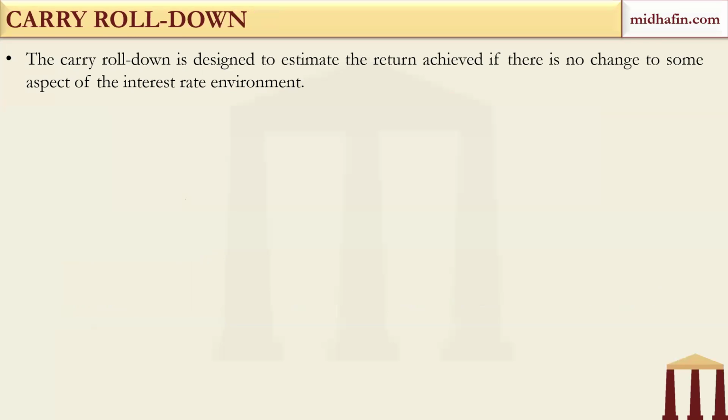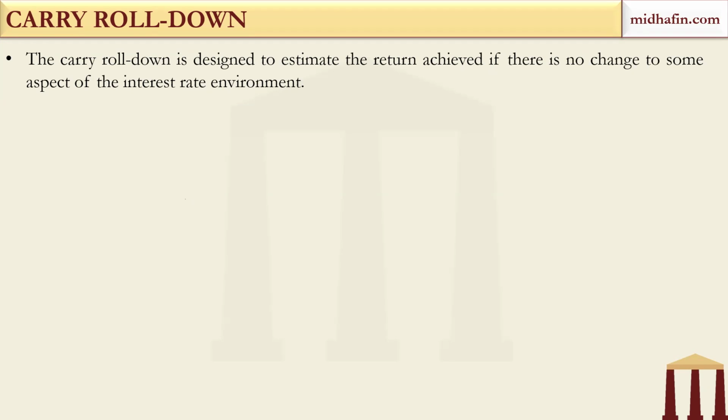So let's move forward and see carry roll down. Now, when I started the discussion, I gave a brief overview of this chapter where I said that there are profit and loss components. Whatever profit I have earned over the holding period, I want to know what the factors are that contributed to the profit. There are 3 factors that contribute. First is change of time. Second is change of spread. Third is change of rates itself.